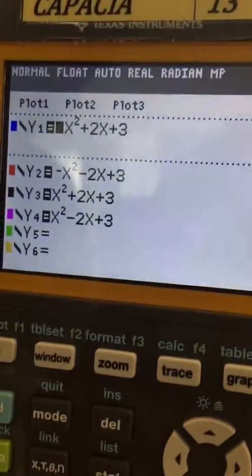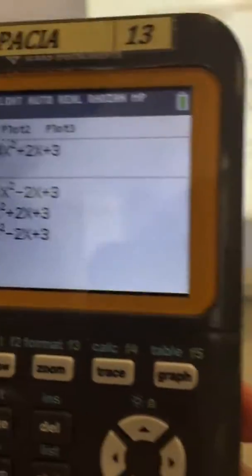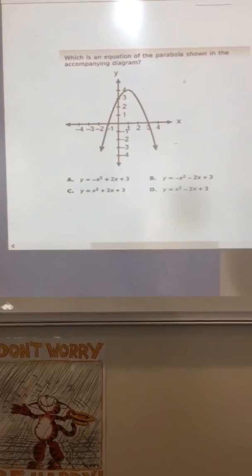So we take the blue one. So we press y equals again, and then we look at the equation of the blue one, which is negative x squared plus 2x plus 3. That's our answer. So we look at the answer choice that matches that one, which is A. And the answer is A.